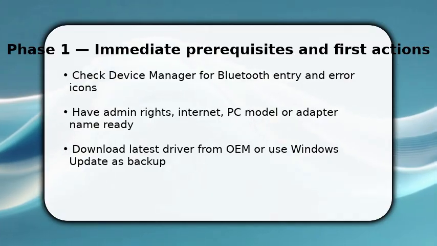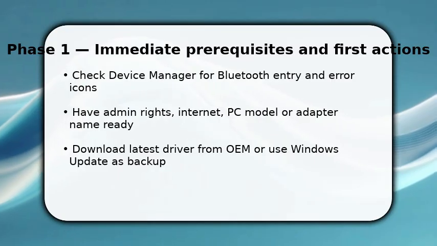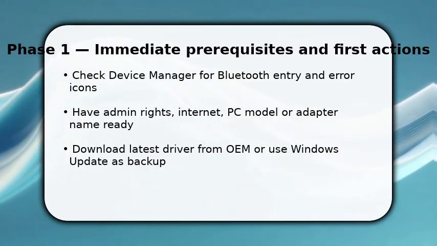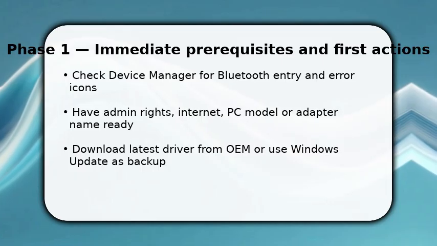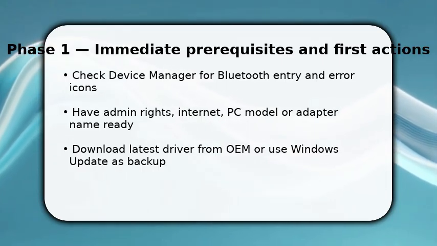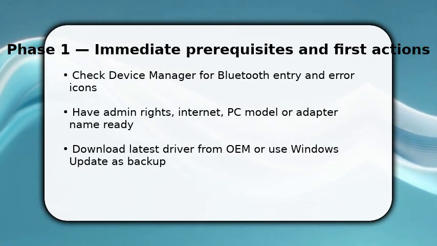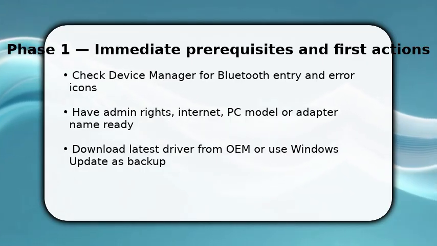You begin by confirming prerequisites. Make sure you have admin rights, a working internet connection, and the PC model or adapter name at hand. Open Device Manager now and locate the Bluetooth node to see if it exists or shows an error icon.